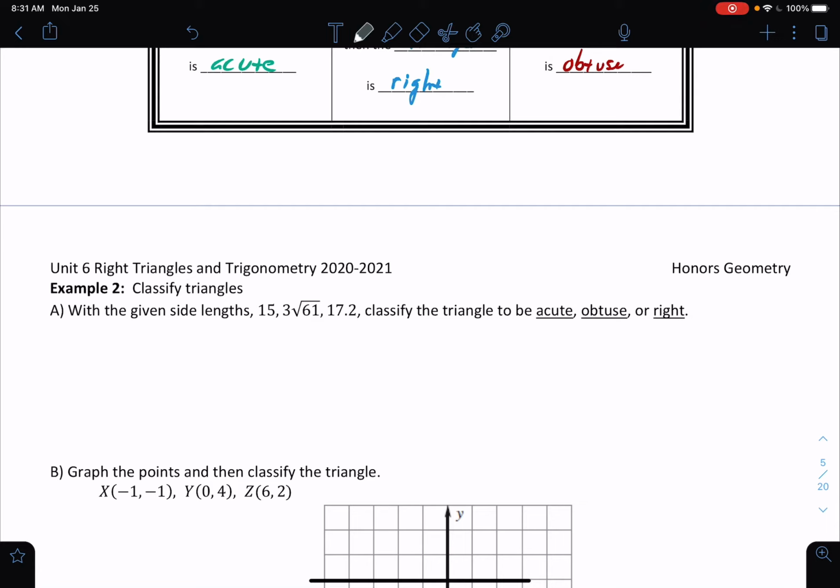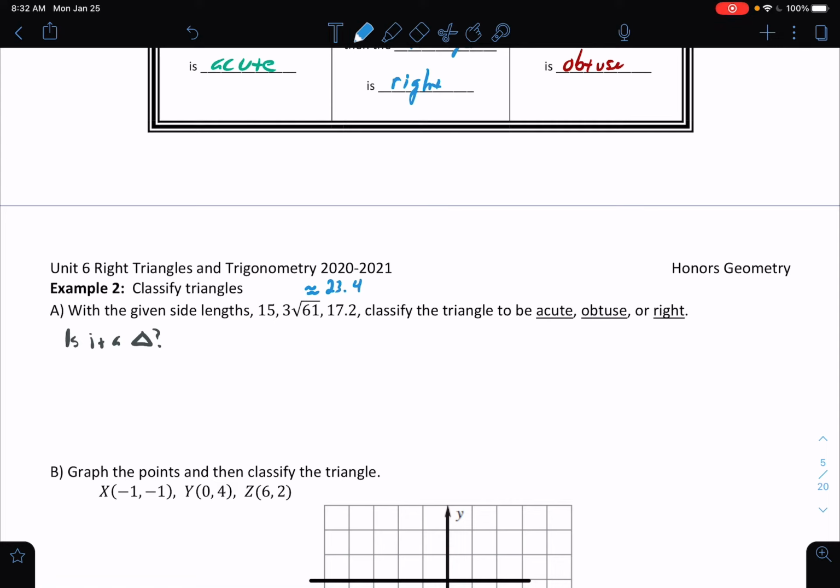We've got 15, 3 square roots of 61, and 17.2. The first step: is it a triangle? To do that, we need to see what is the small side, the medium side, and the large side. For 3 square roots of 61, I'm going to use my calculator, and I see that's about 23.4 and so on. That is its decimal approximation.